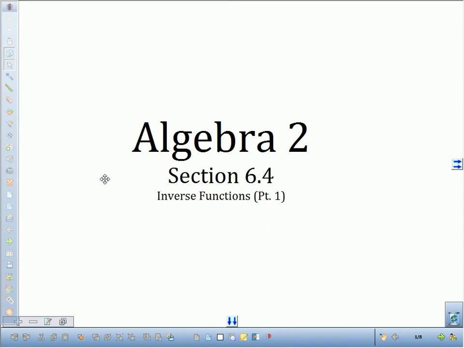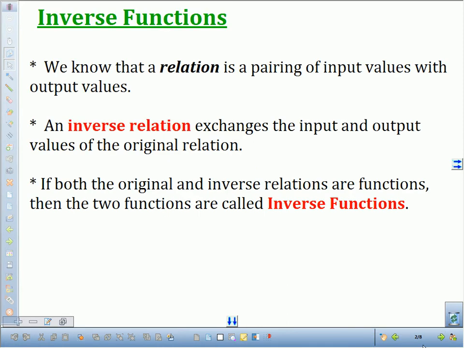These are the notes for Algebra 2, Section 6.4. We're talking about inverse functions, and this is the first of two parts where we look at inverse functions. To begin with, we're going to look at some vocabulary.